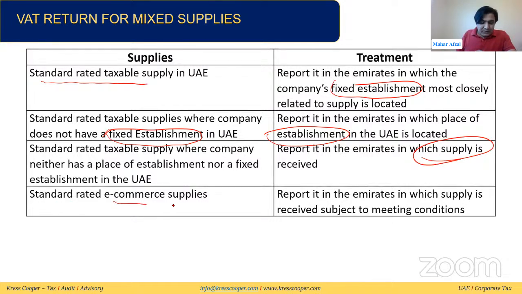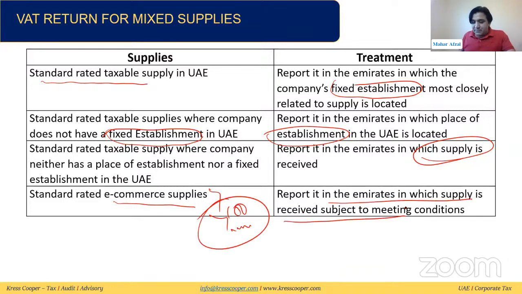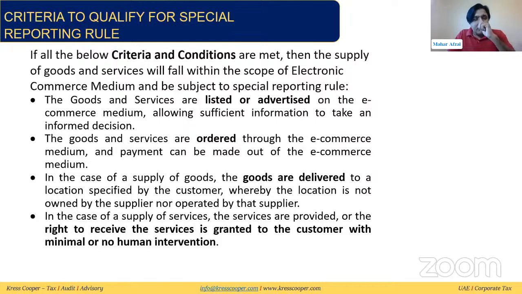Standard e-commerce supplies having a value of more than 100 million, only e-commerce, then report in the Emirates in which the supply is being received. So these are the reporting requirements as per the revised VAT regulations, as per public clarification number 33. So this is the criteria.